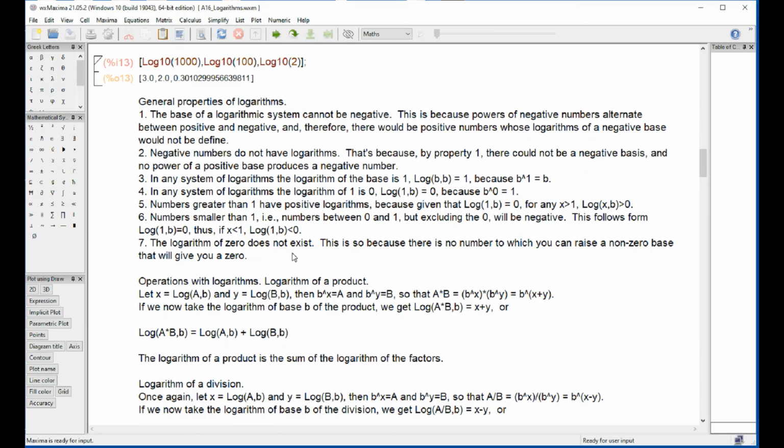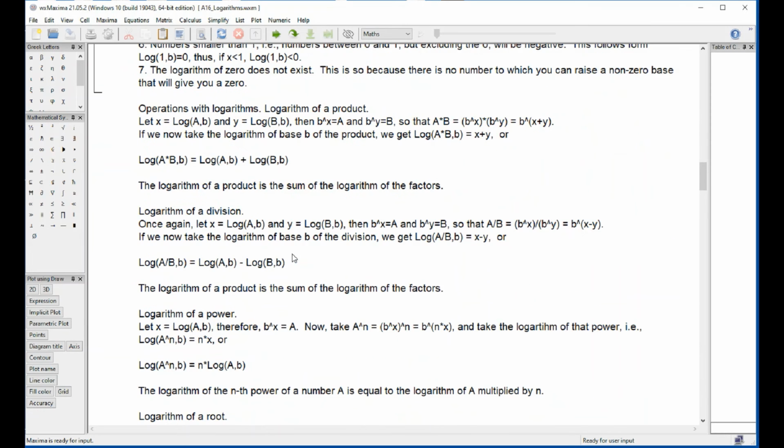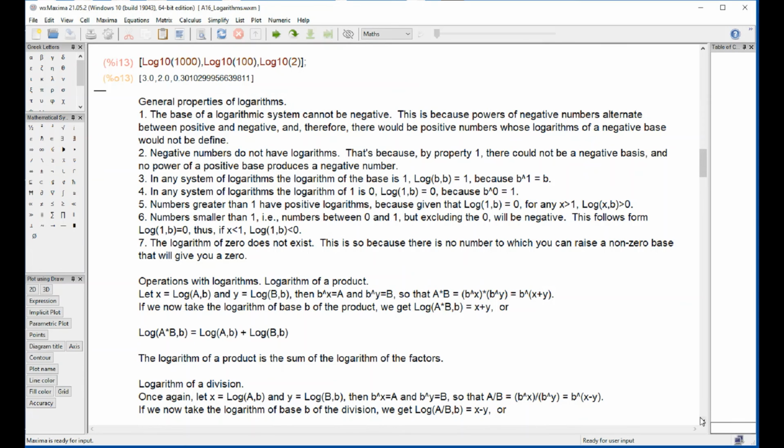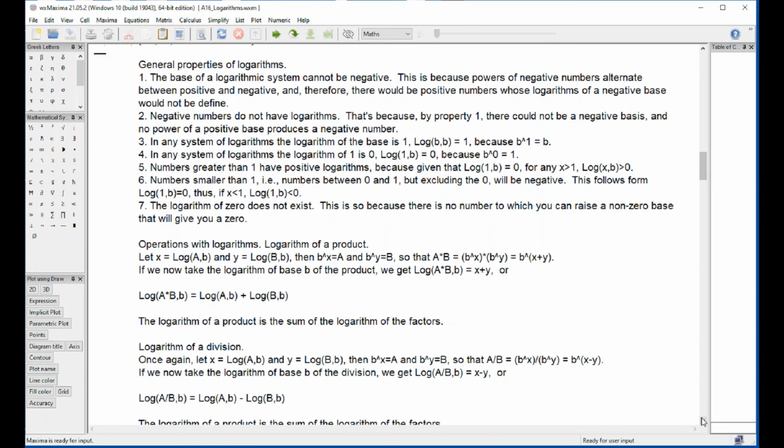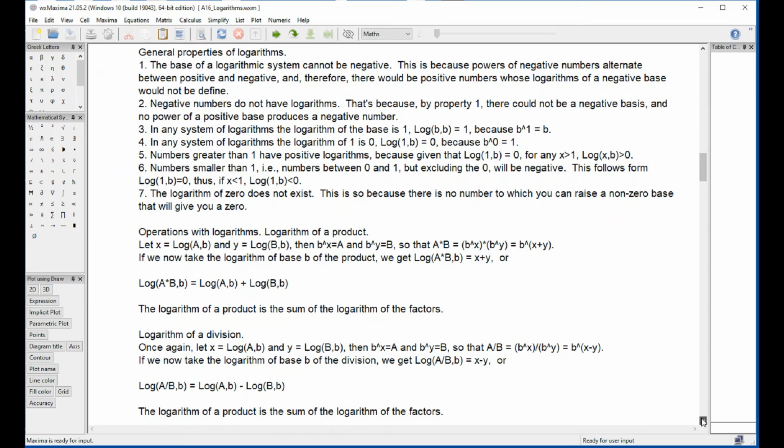General properties of logarithms. What comes up here is a series of rules for logarithms, and I don't want to spend time just reading them. If you want, you could pause the video right here and read them, or you can read them from the document that you should be able to download from the YouTube channel, and then we'll come back to them.